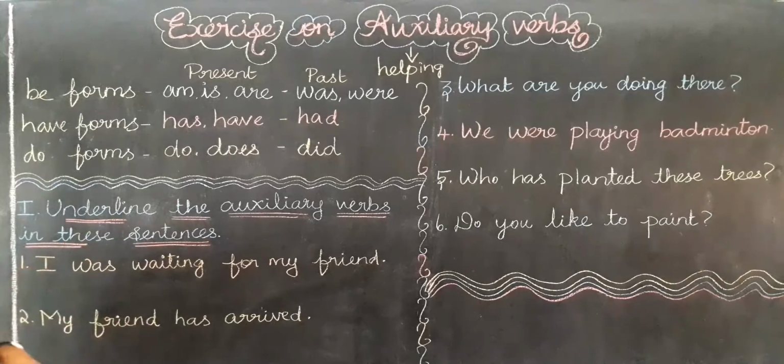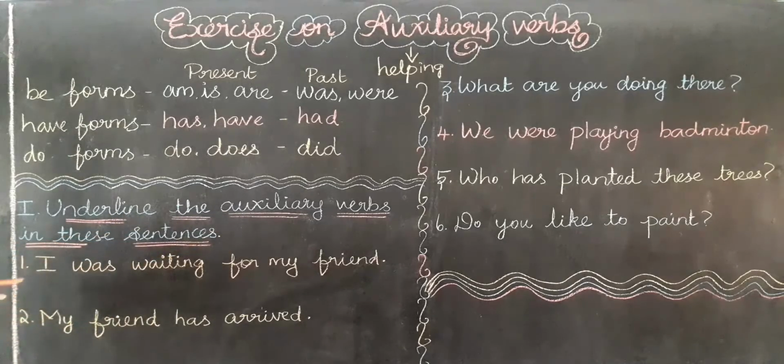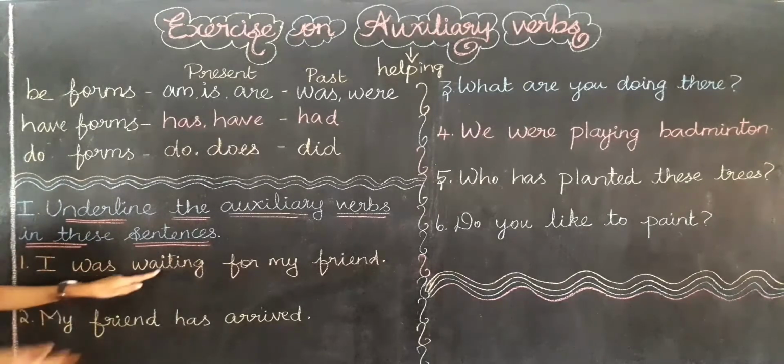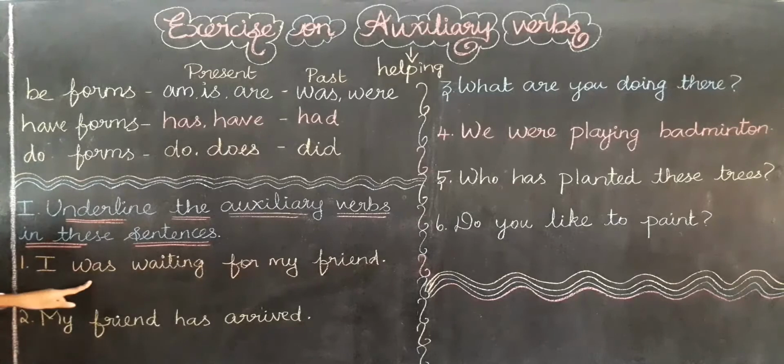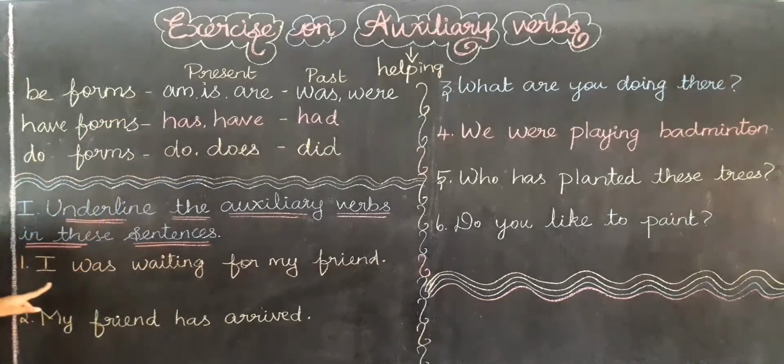In the following six sentences, you have to underline the auxiliary verbs. First sentence, that is first question: I was waiting for my friend. Can you find any auxiliary verb here? Yes, here we can find was.